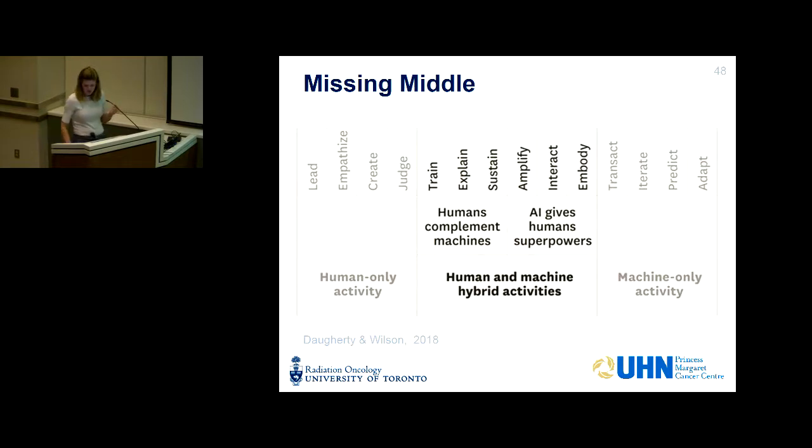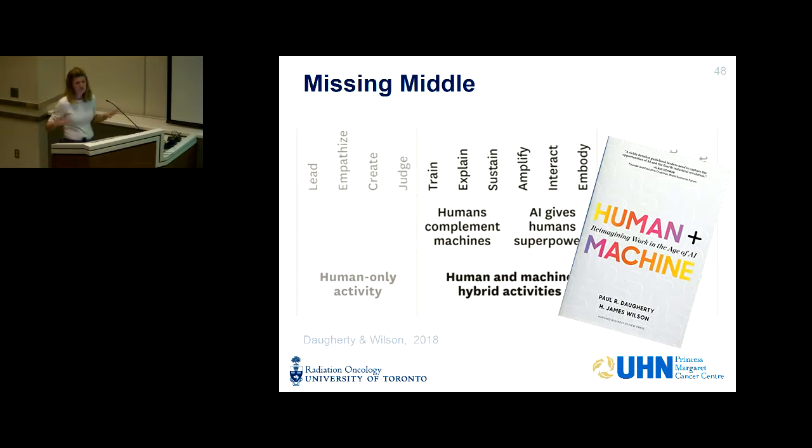So that's the idea of the missing middle, and it came from probably one of the best books I've read on AI, and I've read a number of them in the last few years, called Human Plus Machine. This was just put out by the Harvard Business Review a couple of years ago, and it's an excellent read. Most of the examples in there are not about healthcare, but it's pretty easy to see where they relate.